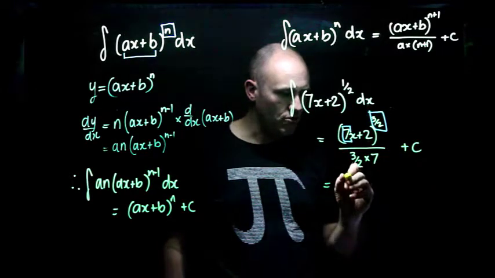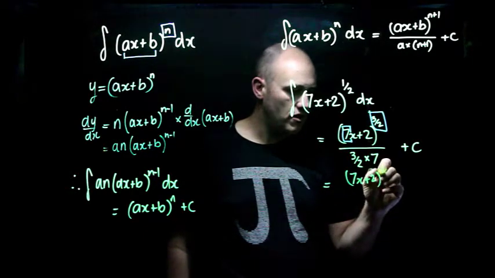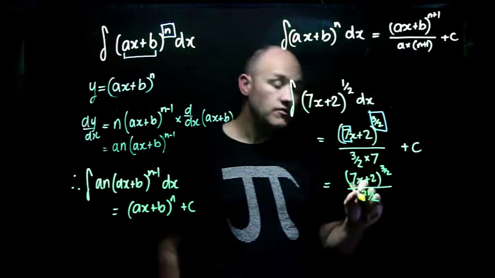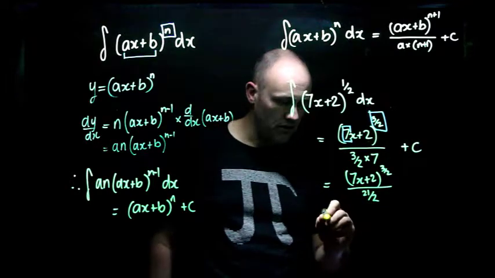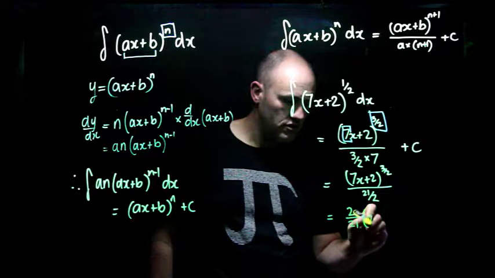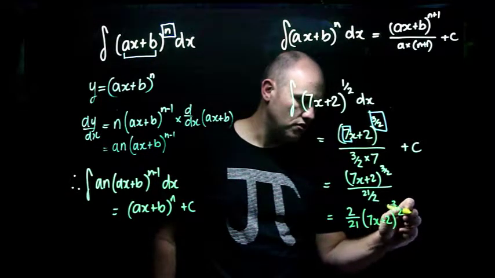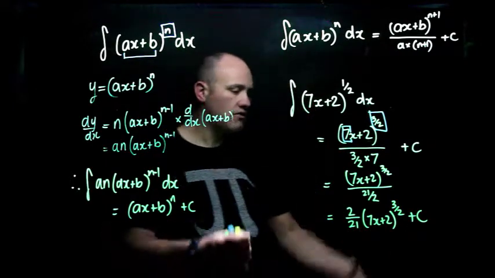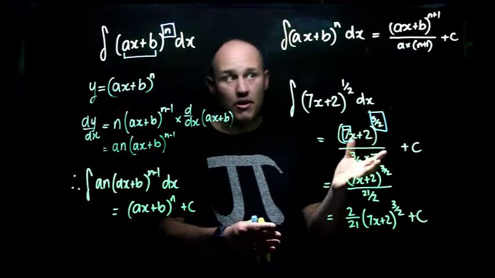Now it's a little bit mucking around with fractions here. 7x plus 2 to the power of 3 over 2 divided by 21 over 2. Dividing by 21 over 2 is the same as multiplying by 2 over 21. So it becomes 2 over 21, 7x plus 2 to the power of 3 over 2 plus c. And you can put that back into square root form if you needed to, or whatever it is you need to do to simplify it. But that's how we follow that through, and that's actually a pretty hard one.